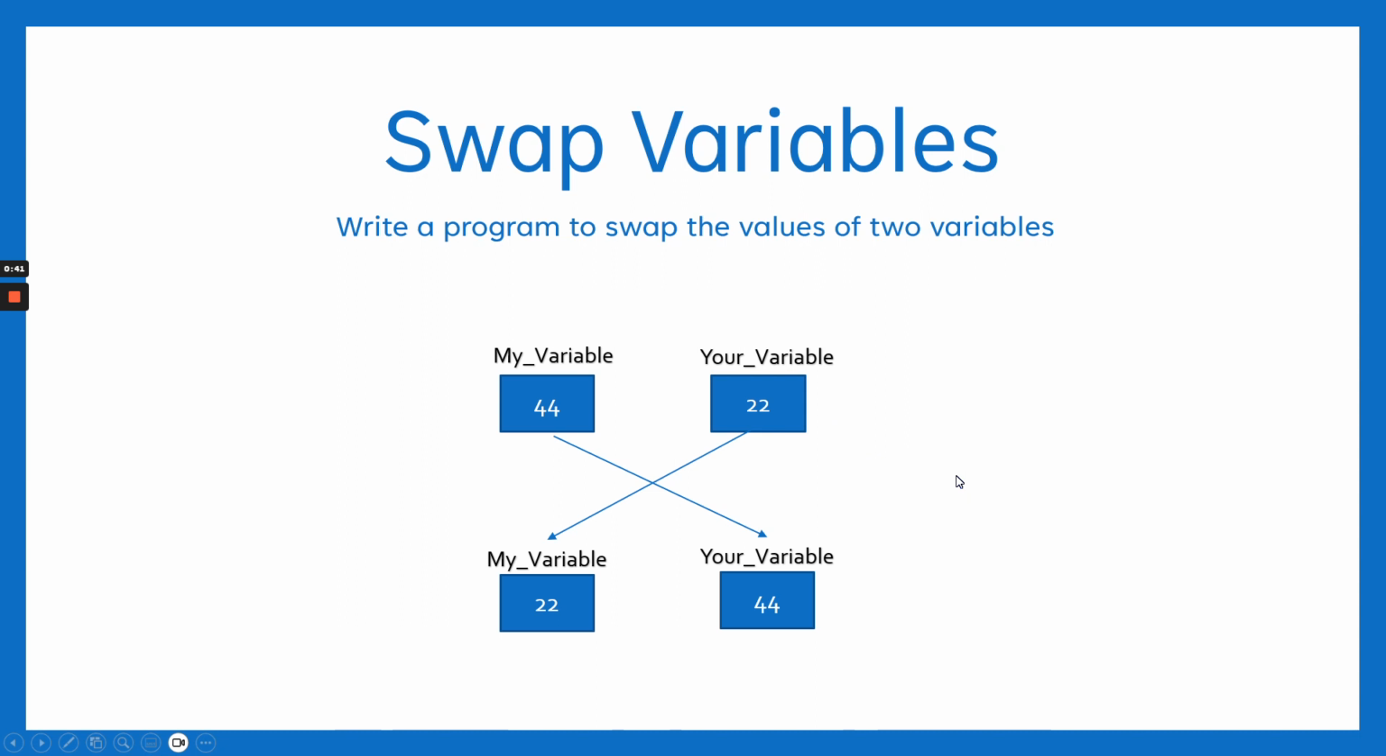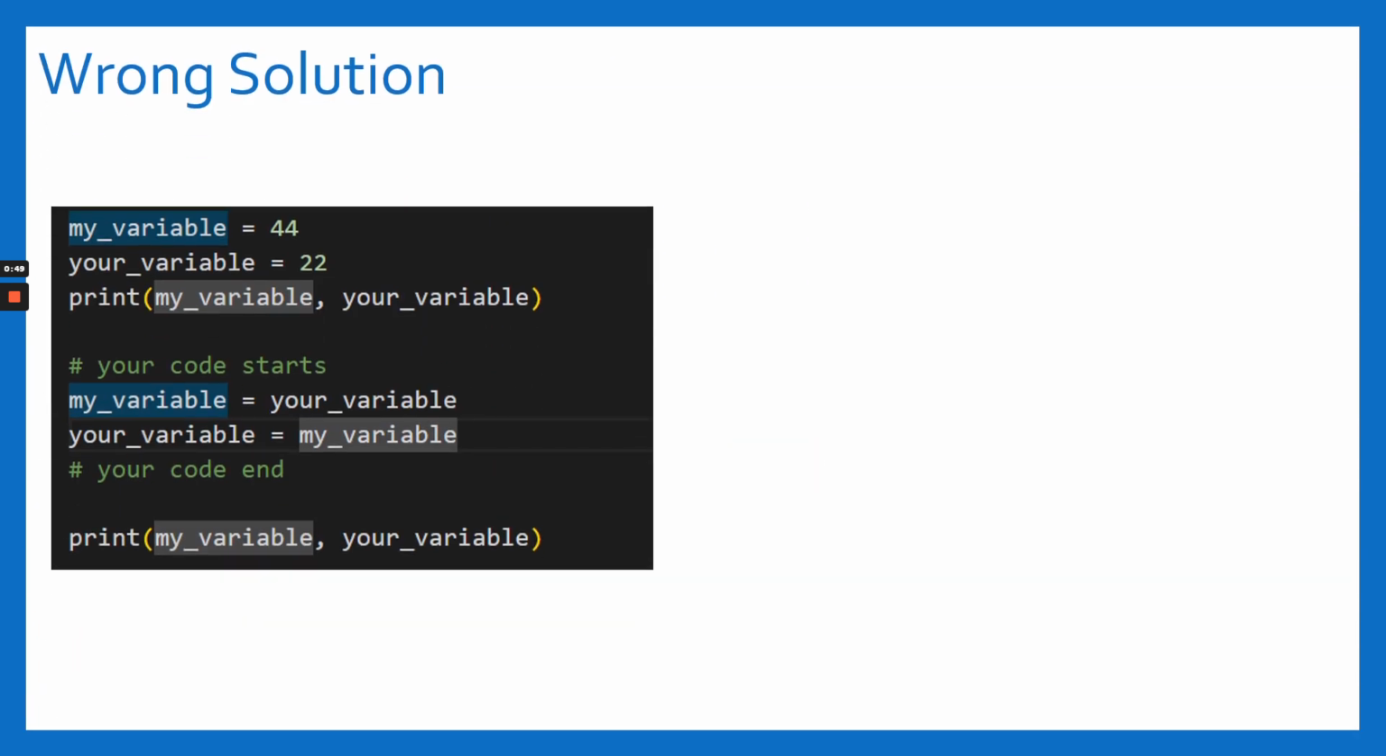I hope you had a chance to think about the problem before continuing with this video. So let's see how we will solve this. Now, if you, like many people who are beginning programming, wrote something like this, where my variable is initiated with a value 44, your variable is initiated with a value 22, and you print these values out, my variable and your variable. And let's say in between these two green comments is what your code looks like. So your code might not exactly look like this, but it is some version of this.